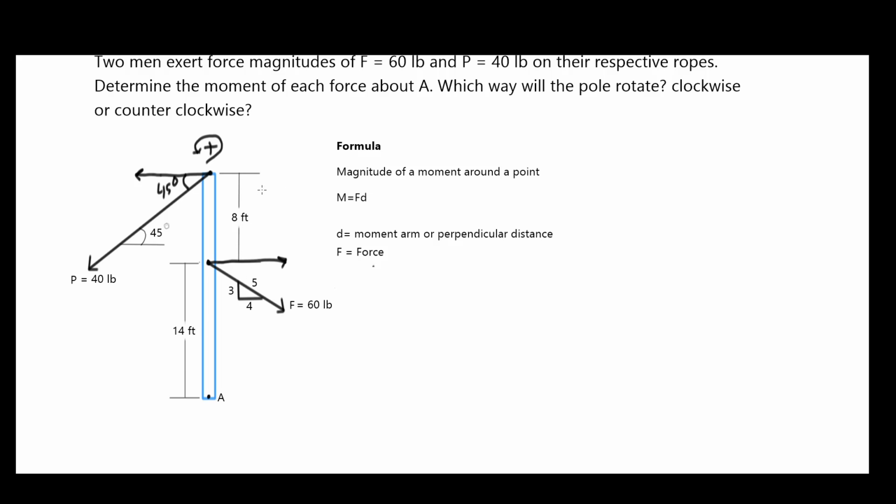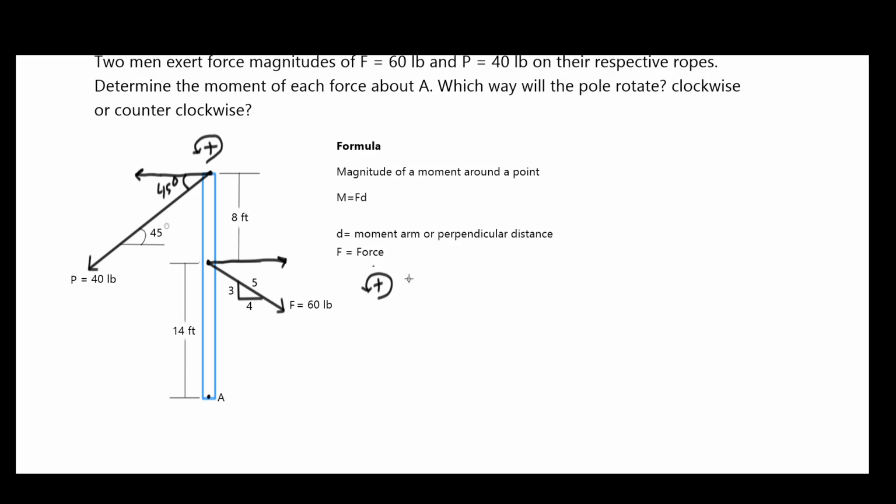Now, since we want to know the individual moments of each force around this point A, we'll have to do it one at a time. So let's go ahead and just start with force P here. And once again, we predict that we'll have a counterclockwise rotation. Now, if you take a look at this x component, it's going to be pulling this pole this way, which will cause it to rotate around point A in a counterclockwise direction. So our value will be a positive value here.